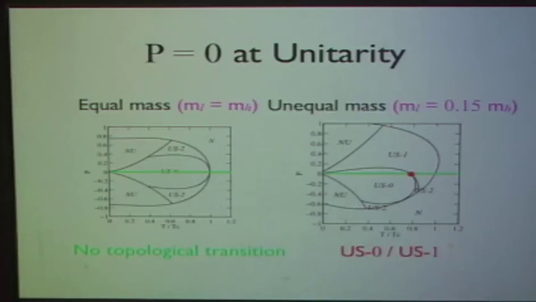I just took one example, which is very popular in Fermi-Fermi mixtures. Still, I'm working on it. It's in progress. We can make a trace out for different unequal mass ratios.